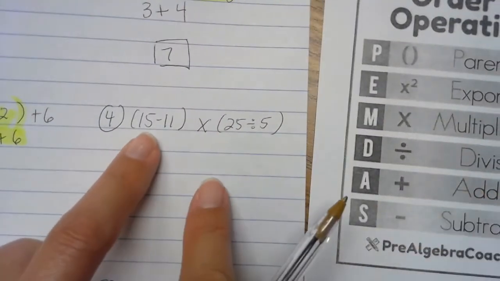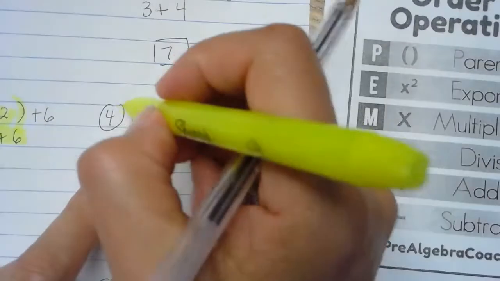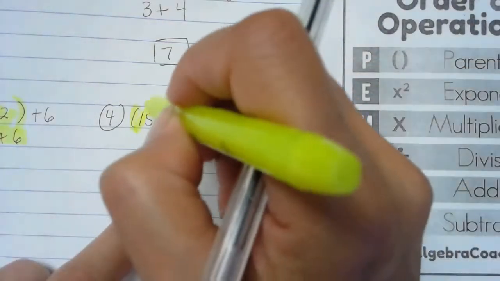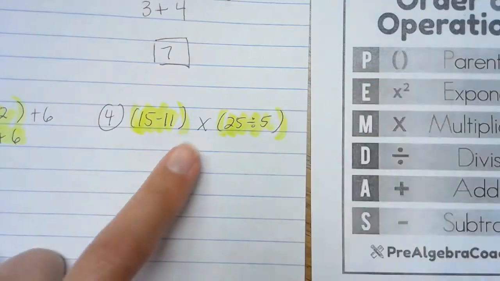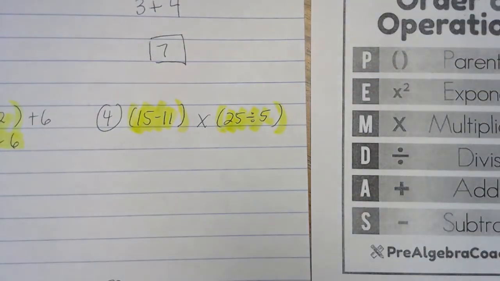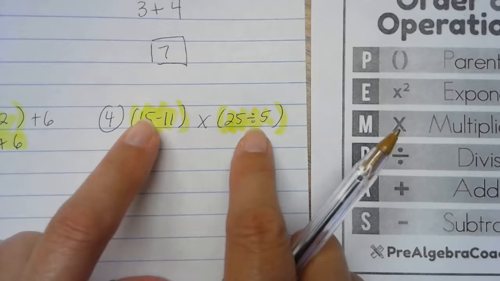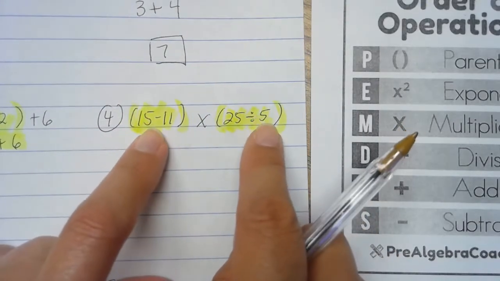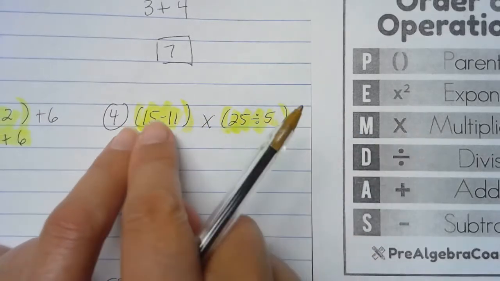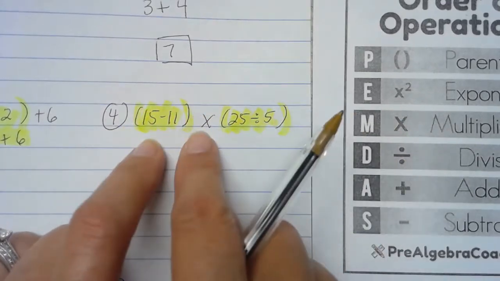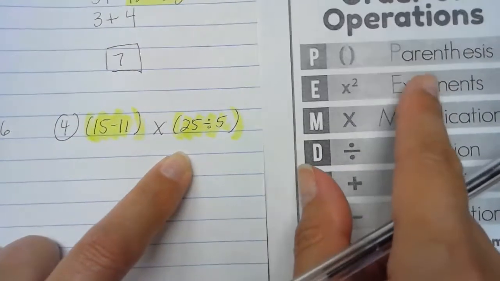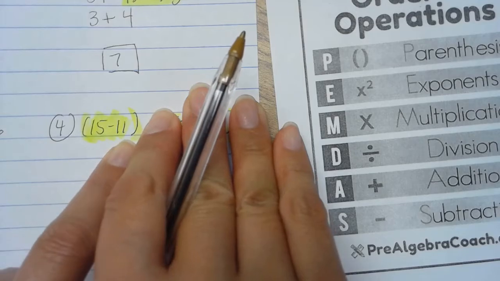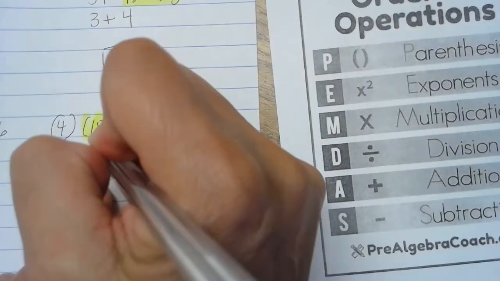Number 3. Oh, wow. I have 2 sets of parentheses. So I need to solve what is within both of these first before I multiply. Again, it doesn't really matter my order here because I'm not combining them together. I'm just solving what is within. It doesn't really matter which set of parentheses I work with first because I'm doing both of them. So if I solve 15 minus 11, that is 4.